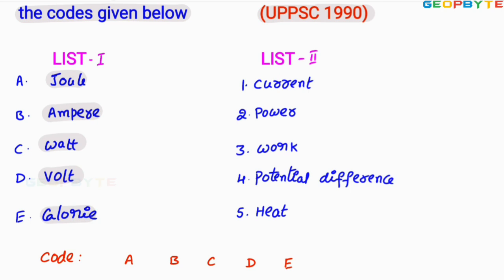Dear friends, remember calorie is the unit of heat. Volt is the unit of potential difference. Watt is the unit of power.